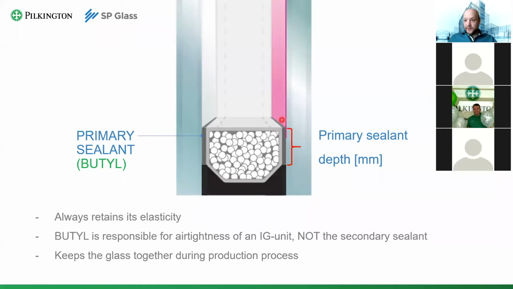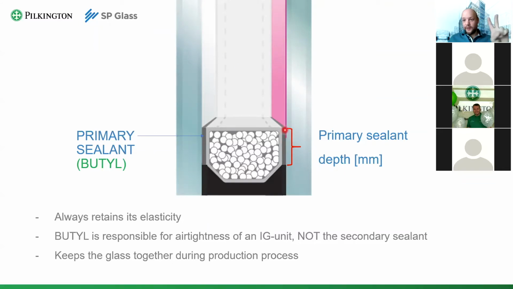And the second, its main purpose, is that it makes your IG unit sealed. It saves you against gas diffusion inside the IG unit and water vapor diffusion. So basically, how airtight your IG unit is highly dependent on the primary sealant. So why is primary sealant so important?